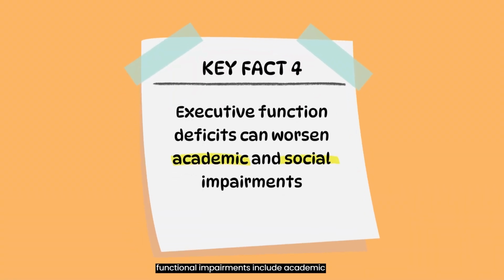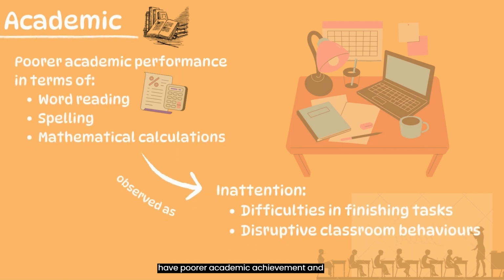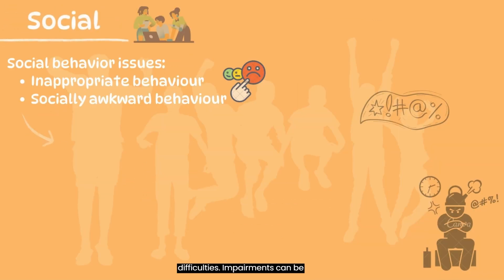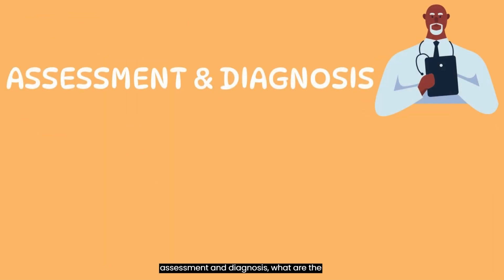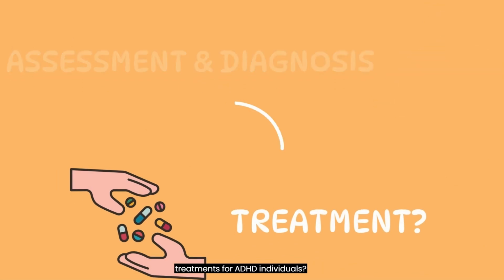The most common functional impairments include academic impairments and social impairments. They have poorer academic achievement, and their symptoms, including inattention, difficulty in finishing tasks, and disruptive classroom behavior, all contribute to their academic difficulties. Social impairments can be classified by their inappropriate and socially awkward behavior, and their louder and more forceful actions could be perceived as aggressiveness, all of which combined with their emotional inflexibility and impatience can cause rejection by other children. So after assessment and diagnosis, what are the treatments for ADHD individuals?